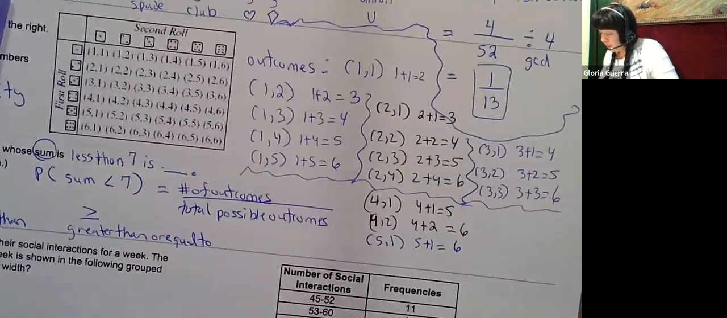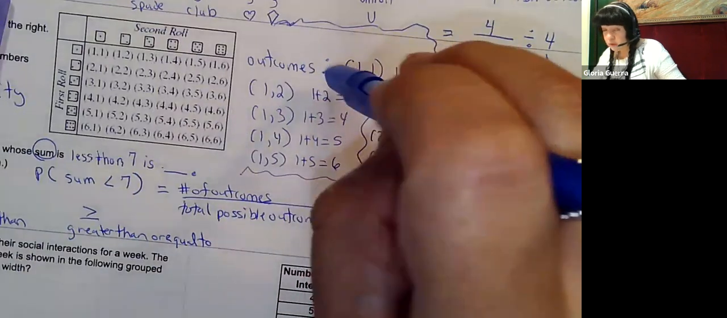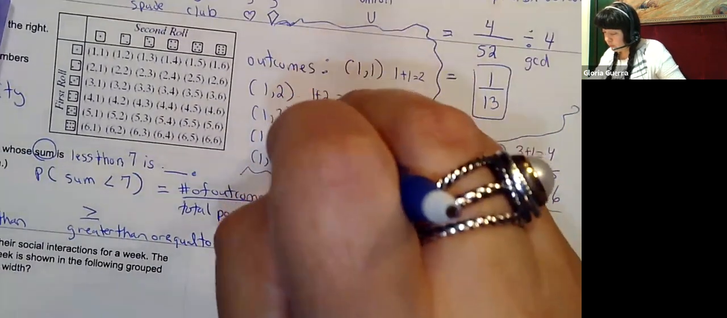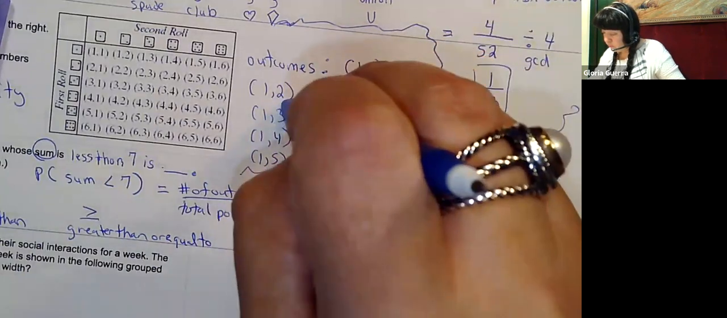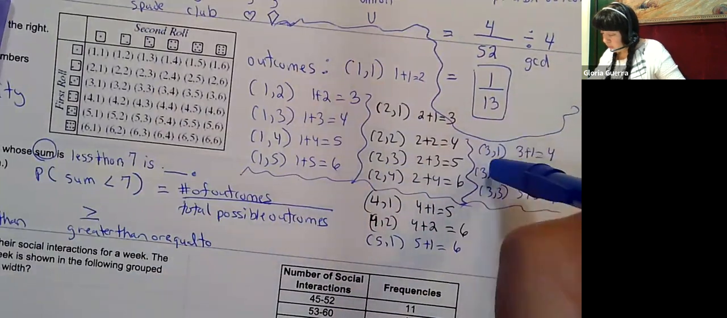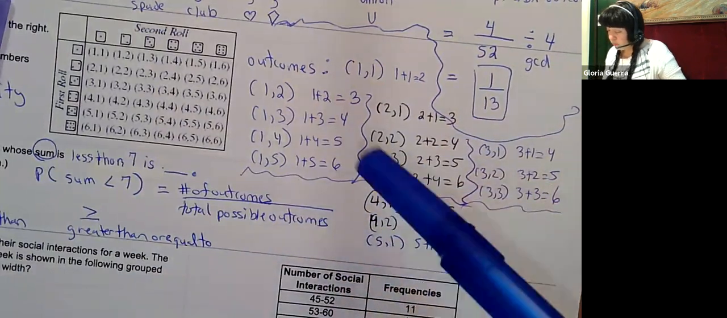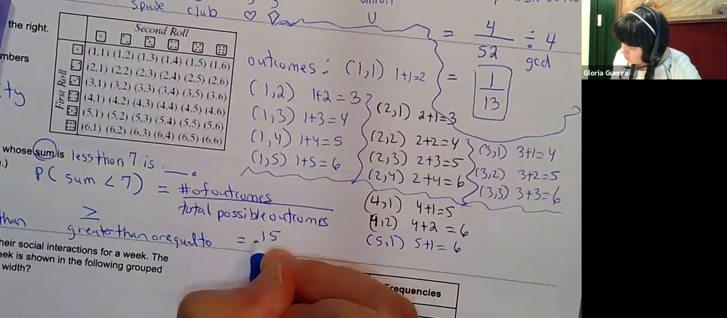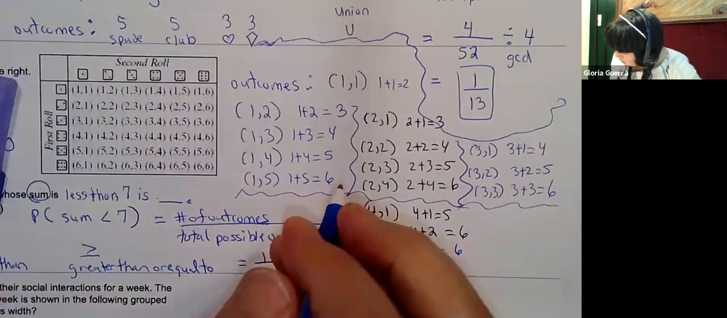So if I count all my outcomes, just count, starting with this one. 1, 2, 3, 4, 5. 1, 2, 3, 4, 5. 6, 7, 8, 9, 10, 11, 12, 13, 14, 15. Well, it looks like we have a total of 15 over, remember, 36.